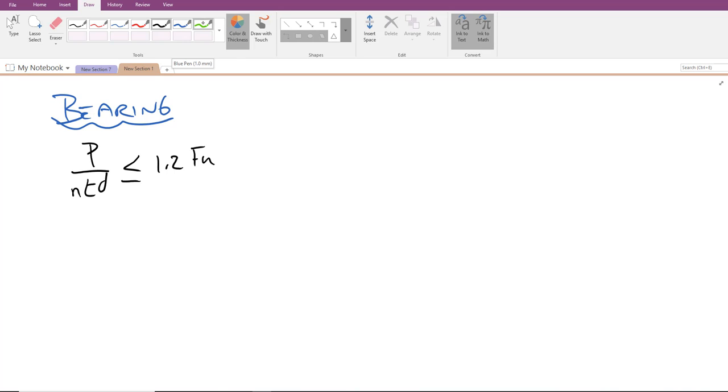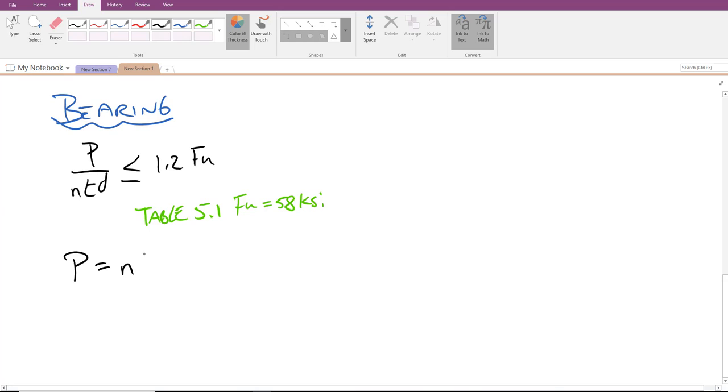So one thing that we do need is to go to table 5.1. I think that's page 273, and we grab our ultimate stress for A36, which still is 58 KSI. And then we're ready to rearrange and solve for the point load. So we've got, just rearrange it like that, and we've got 4 bolts.